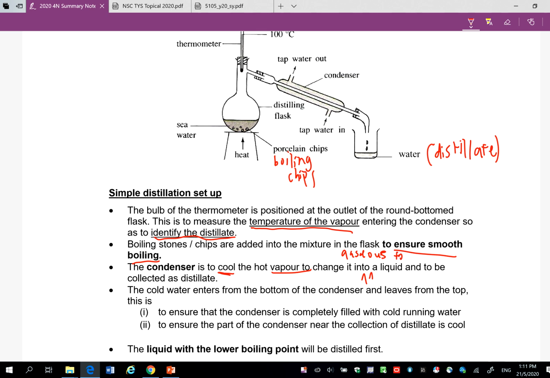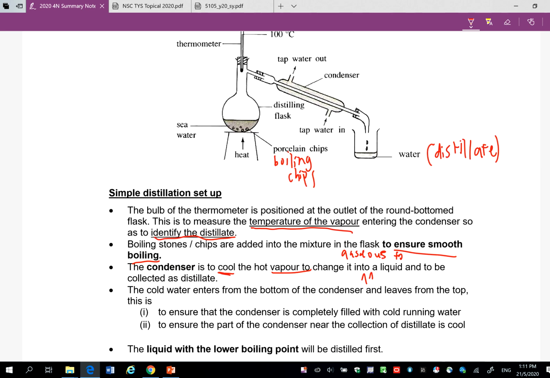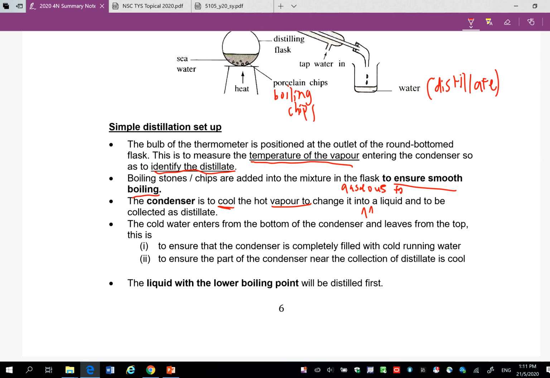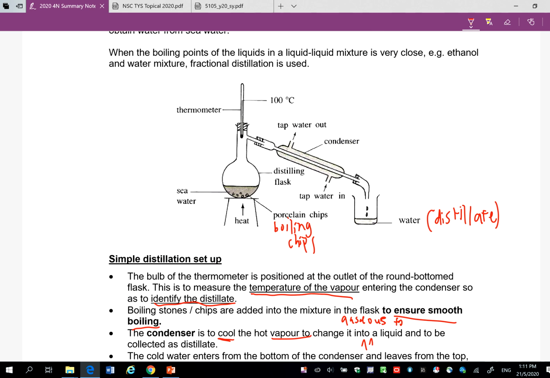The main essential things that we need to know are the condenser, the thermometer, and the boiling chips. The reason for the cold water direction is to ensure that the condenser is completely filled with cool running water and that the part of the condenser near the collection is cool. You want the exit, where the vapor is about to leave, to be cool enough that the vapor has already condensed to the liquid state. So this is your simple distillation setup.